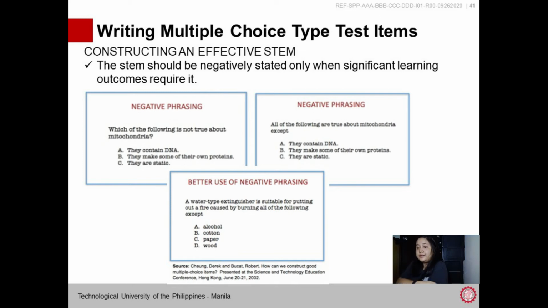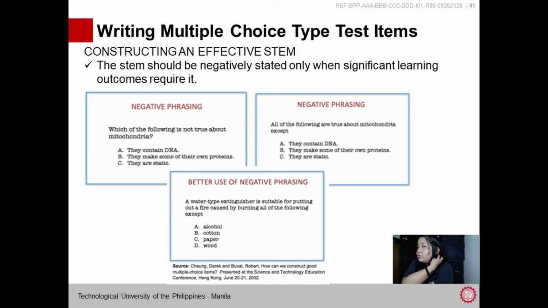So, here are the examples. Negative phrasing. Which of the following is not true about mitochondria? A. They contain DNA. B. They make some of their own proteins. C. They make static. So, hinahanap dito yung false answer. So, ano ba yung hindi totoo about mitochondria, di ba?